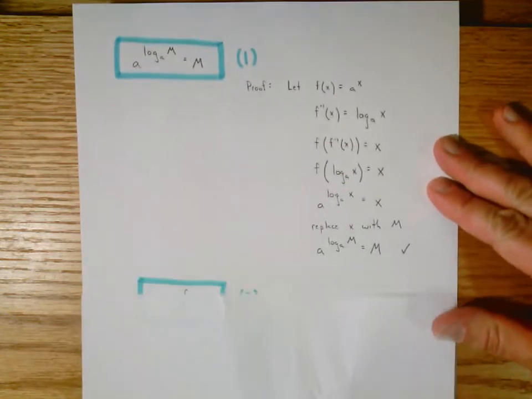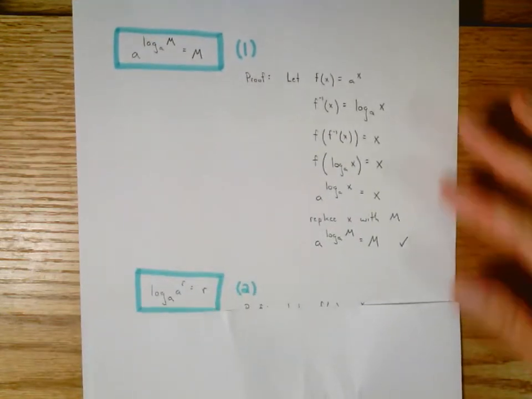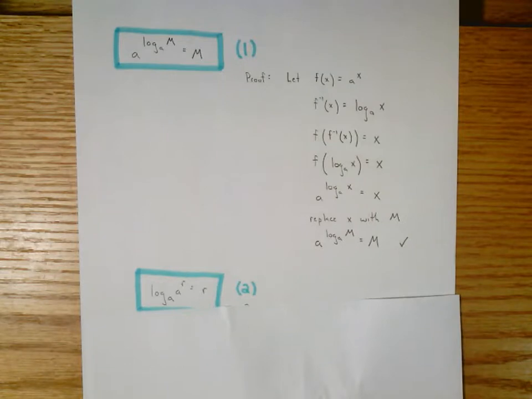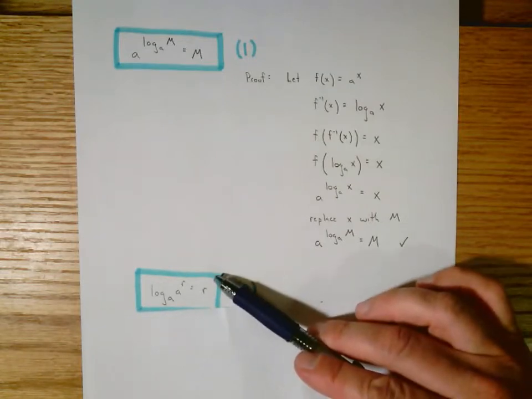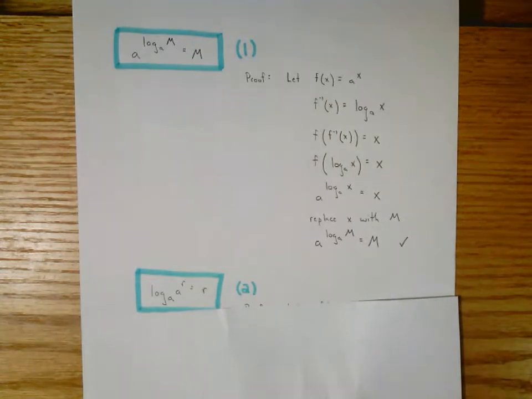Our next property that we're going to look at is actually very similar. This says log base a of a to the r power is equal to r. Sullivan and Sullivan refer to this as property number 2. Again, that's arbitrary. I'd like you to pause the video now and try and use my proof from property 1 above as an example to help you do a proof for property 2 here. Go ahead and pause the video and give it a shot.